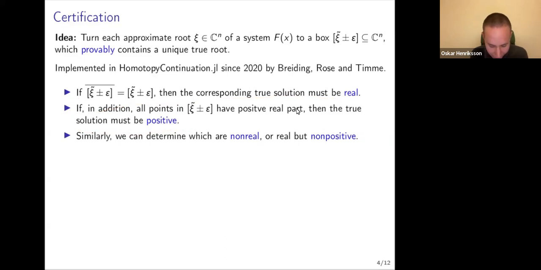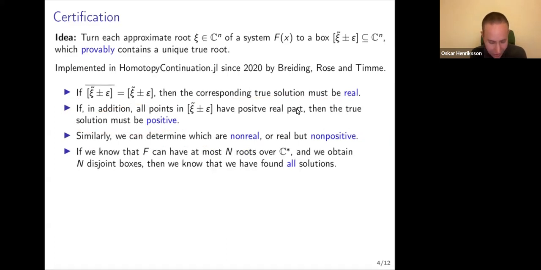Okay. And finally, what you can do is that if you know a priori that your system can have at most n roots, where n would typically be the steady state degree that we heard about before, and if in addition we have seen that we have that many disjoint boxes, then by the existence and uniqueness that comes from certification, we know for sure, provably, that we have found all solutions. So we would have a guarantee that we haven't missed any solutions.